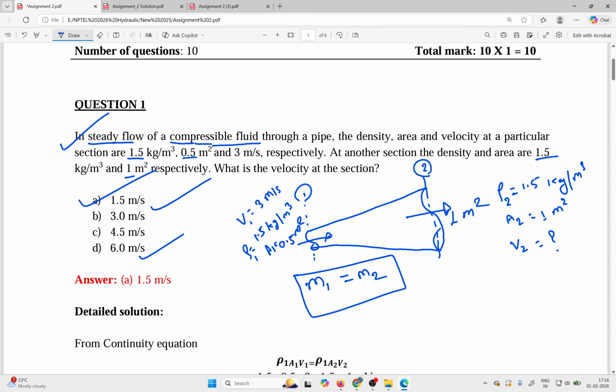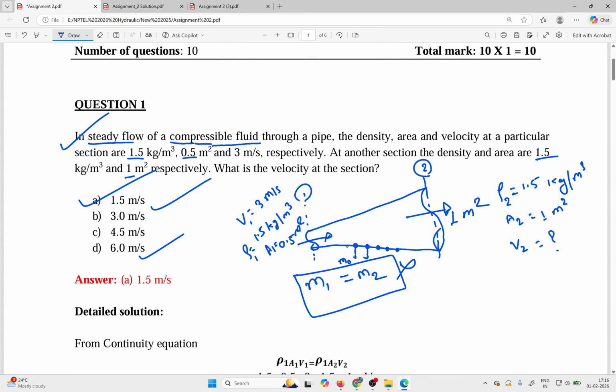So this is a key concept. Sometimes you have some porous holes, and water will pass out from here. At that time this equation will not be valid. So remember, please, this is valid only if there is no loss.